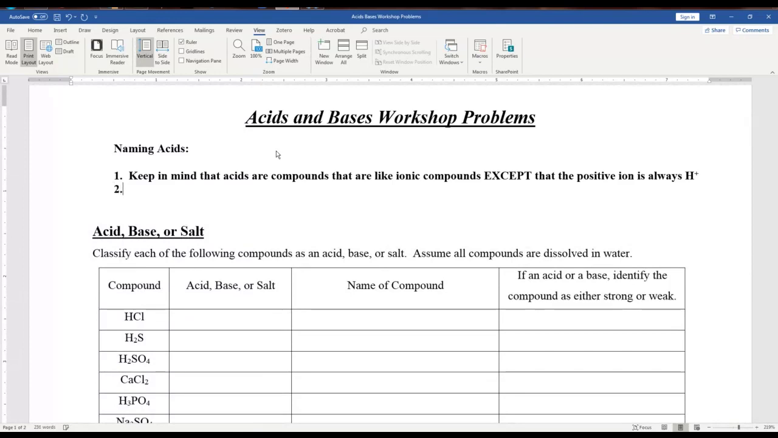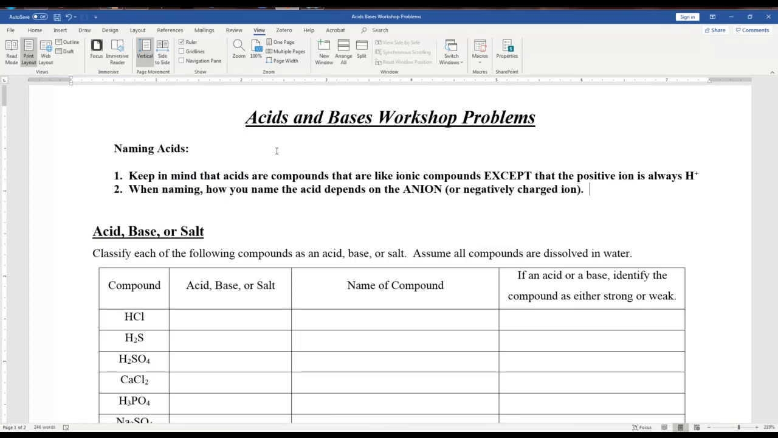So here's the deal. When naming, how you name the acid depends on the anion, or negatively charged ion. In other words, what is the H plus bonded to? The cation is the positive ion, and the anion is the negative ion. So H plus is always the cation with the acids, and the anion is the negatively charged ion. So how the acid is named is dependent upon the anion, the negatively charged ion.